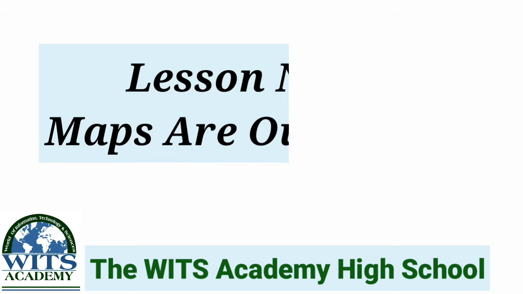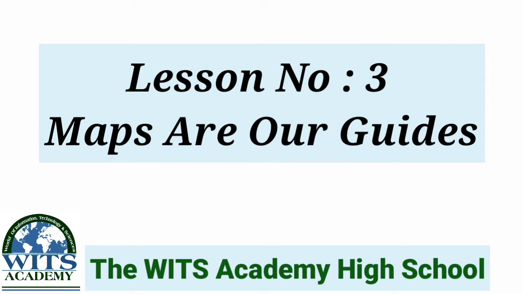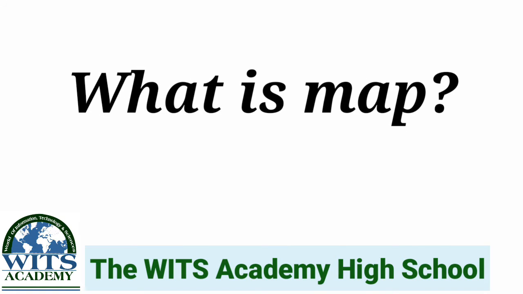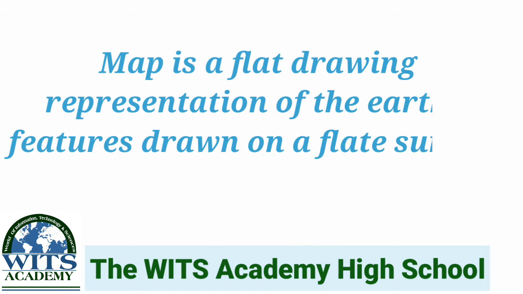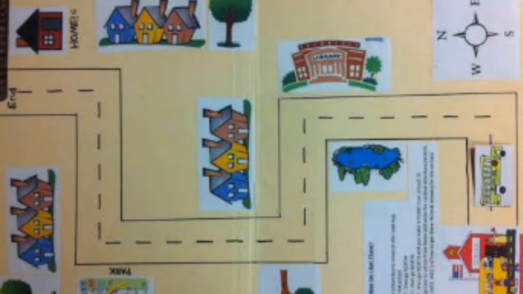Students, as you all know, we have completed lesson number 2. So now we are going to start lesson number 3. Maps are our guides. Students, do you know what a map is? A map is a flat drawing representation of the Earth's features drawn on a flat surface. Maps use symbols and colors to represent features of an area, simplifying the real world.